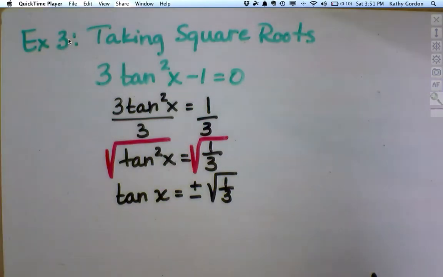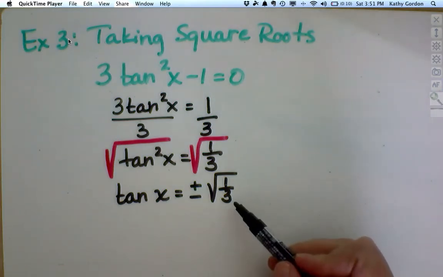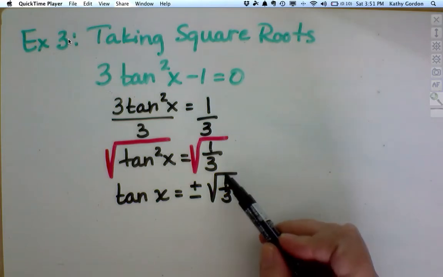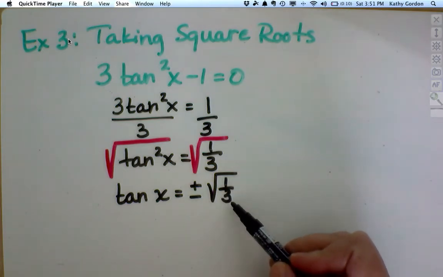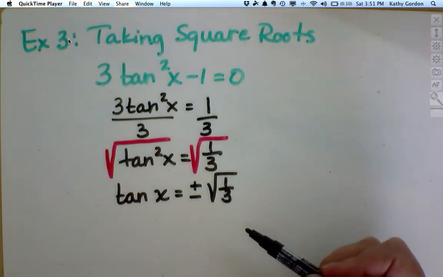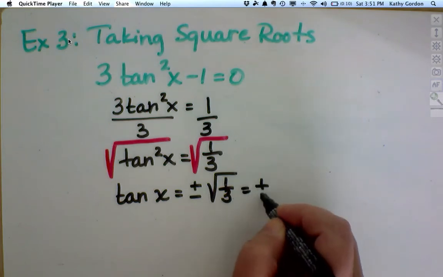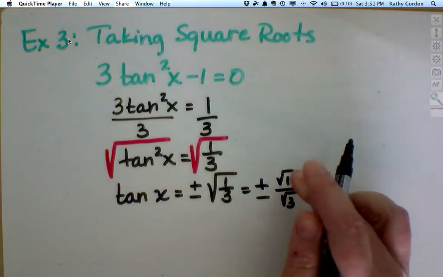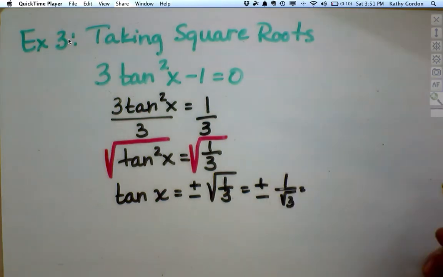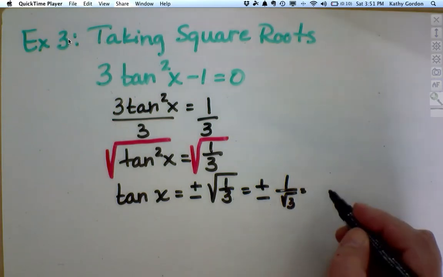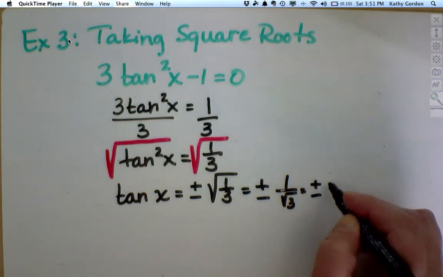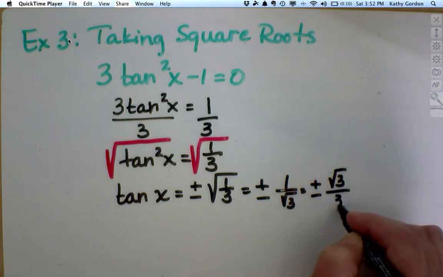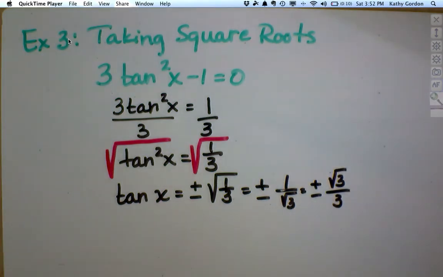Now when we talk about tangents on the unit circle, we didn't really have an answer in this form. But that's because this form is not completely simplified yet, because technically that 3 in the denominator is still under a radical sign. So we want to simplify this. Square root of 1 over square root of 3. Square root of 1 is just 1, so we really don't need the square root sign. And then multiply top and bottom by square root of 3. So we end up with plus or minus square root of 3 over 3.